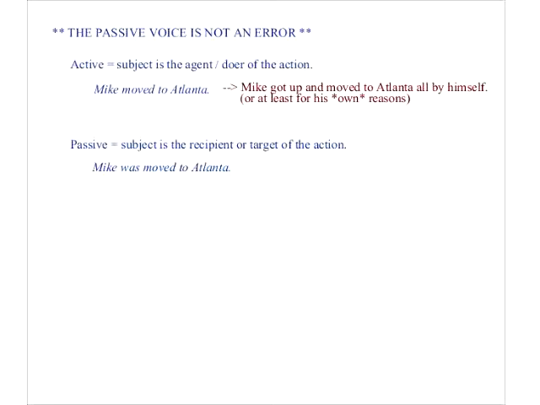It just means that a company or something, so Mike's company, or employer, or family, or whoever else, moved or made him move to Atlanta. Okay, this is the difference between the active and the passive voice. It's not an error, and in fact, there's not even a preference.